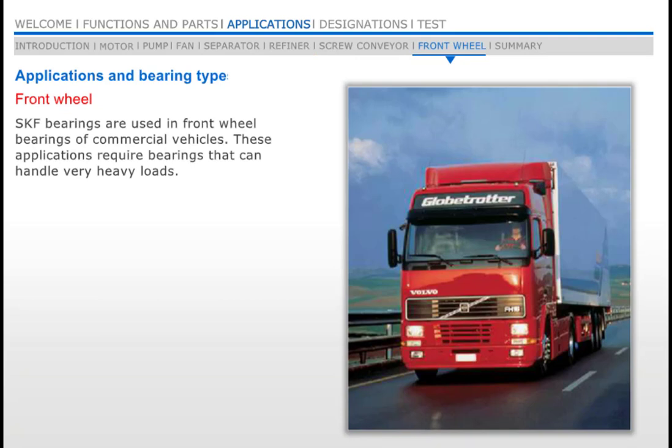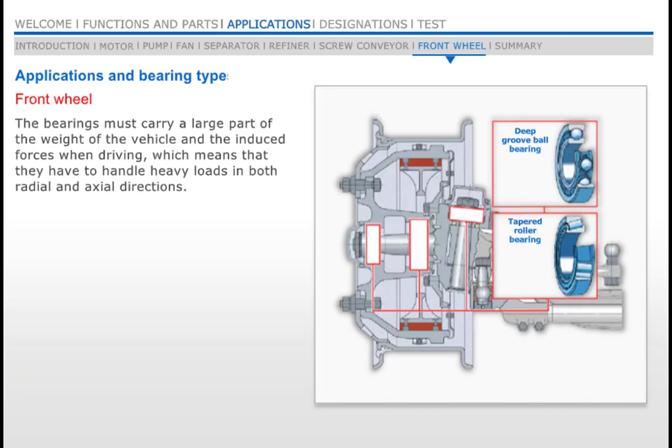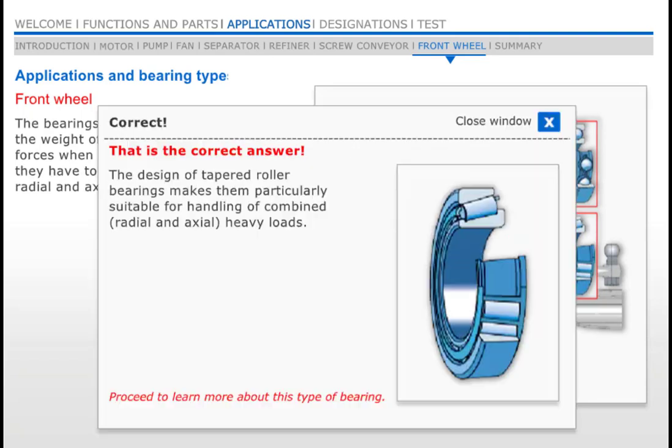SKF bearings are used in front wheels of commercial vehicles. These applications require bearings that can handle very heavy loads. This drawing shows how a truck front wheel arrangement is designed and where its bearings are situated. The bearings must carry a large part of the weight of the vehicle and the induced forces when driving, which means that they have to handle heavy loads in both radial and axial directions.